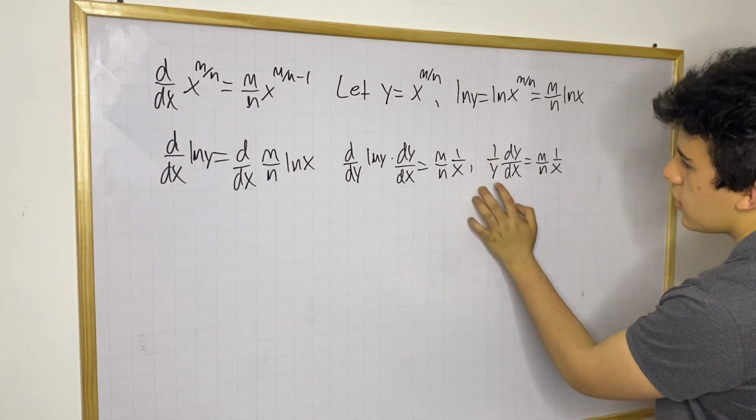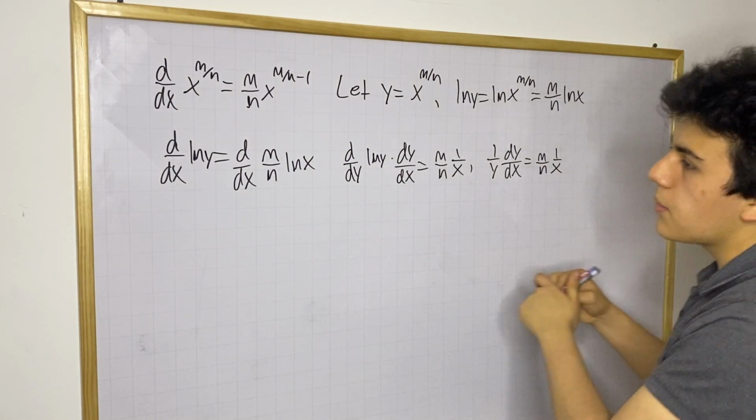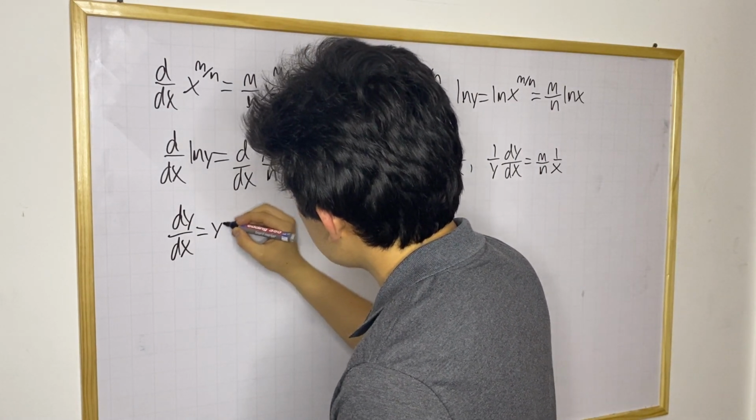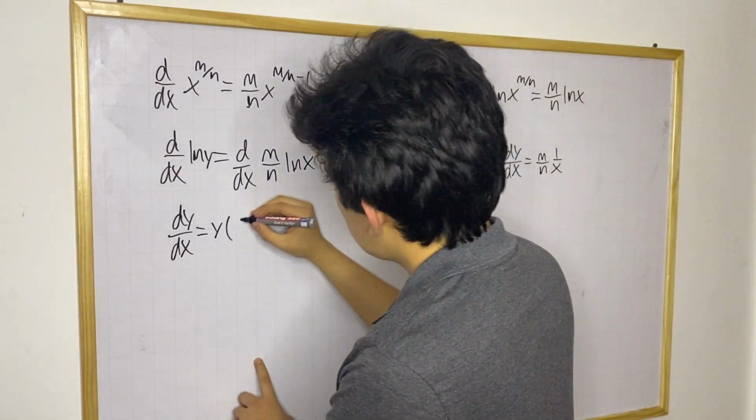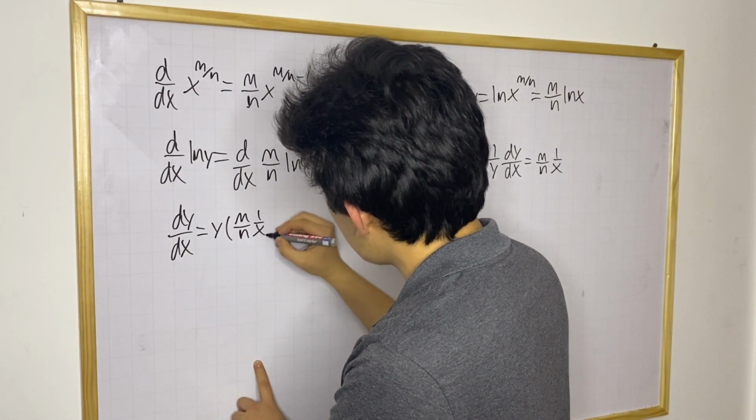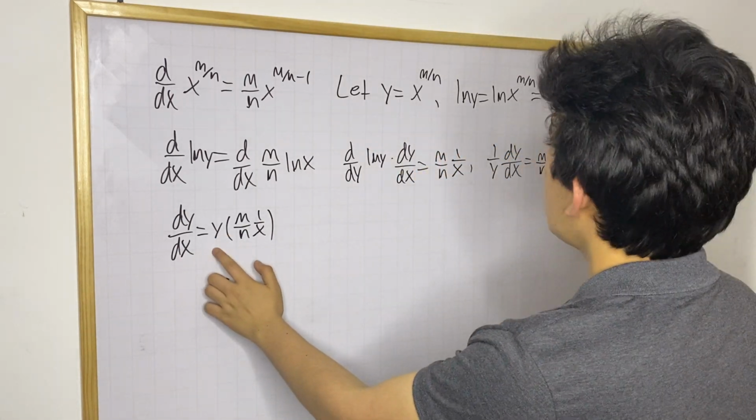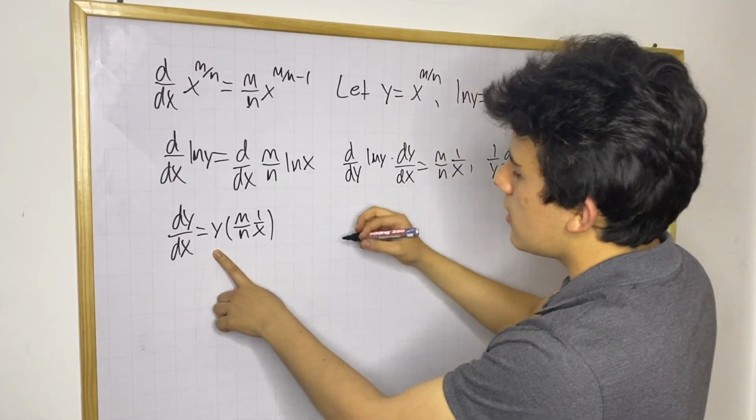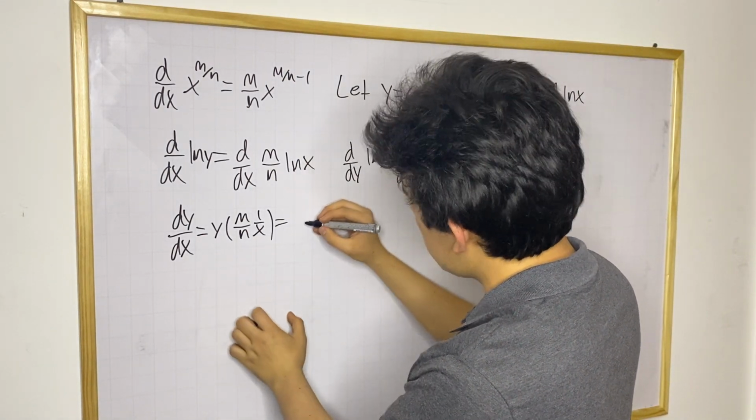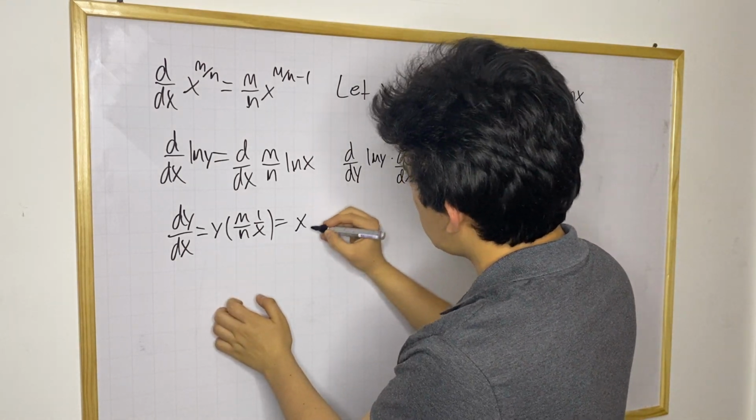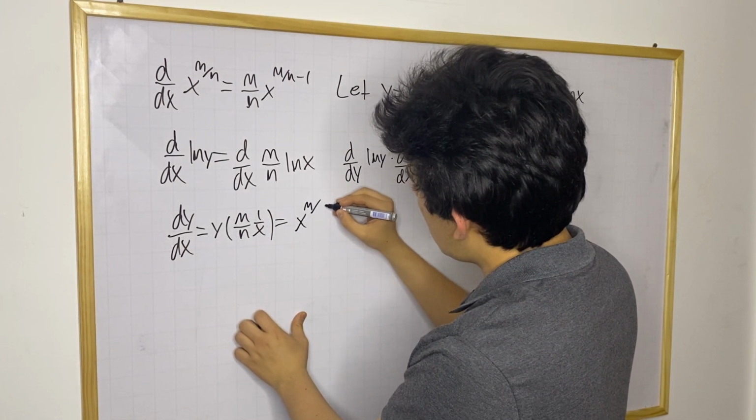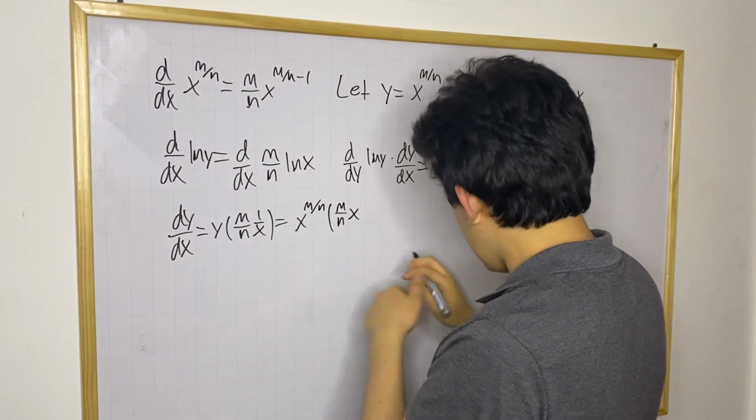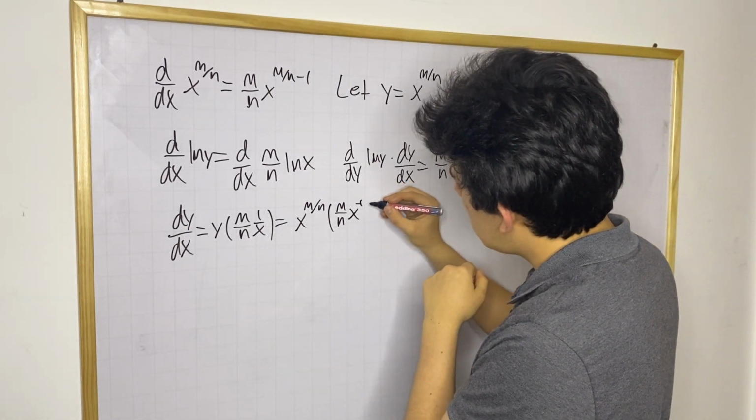And now you can just simply multiply by y on this side, and let's see what we get. We get dy over dx is going to be equal to y times m over n times 1 over x, okay? And now how much is y? Well, at the beginning we defined y to be equal to x to the m over n. So we can rewrite this. This would be the implicit solution, but now we want the explicit solution. So it's going to be x to the m over n times m over n times 1 over x, which I'm actually now going to write as x to the negative 1, okay?